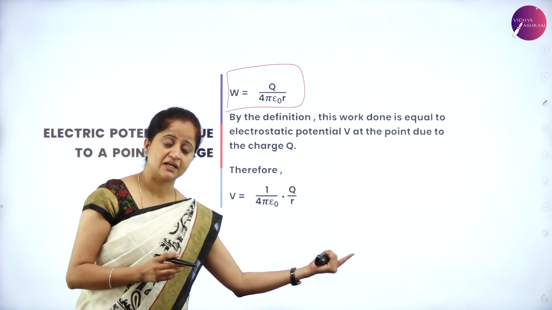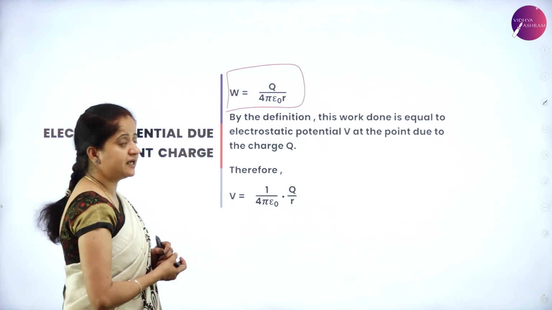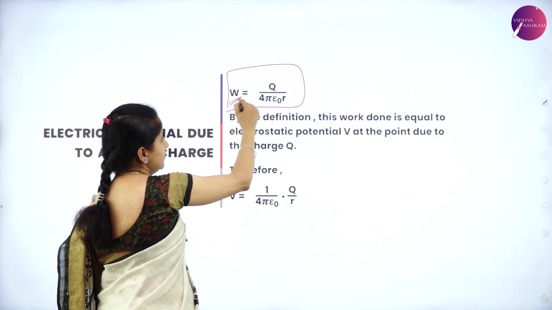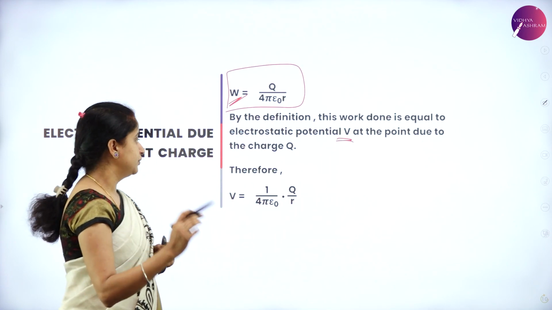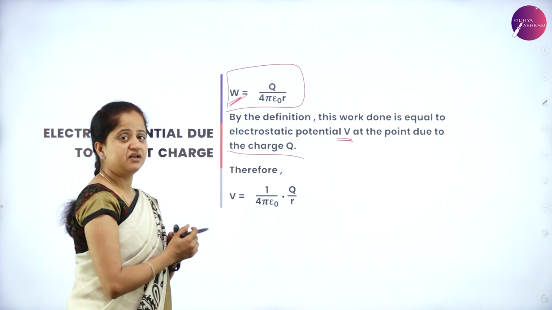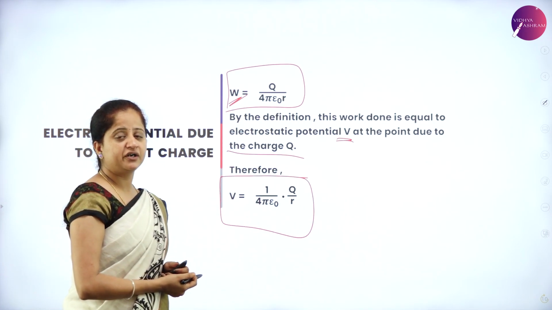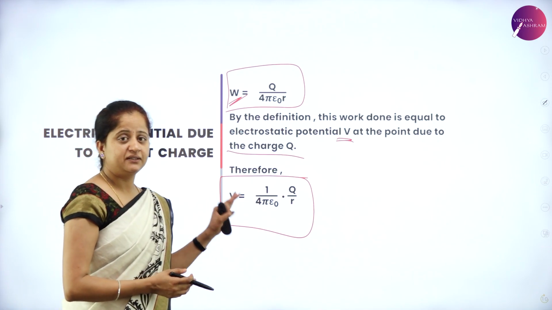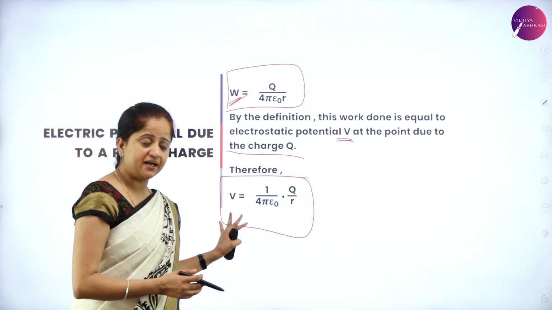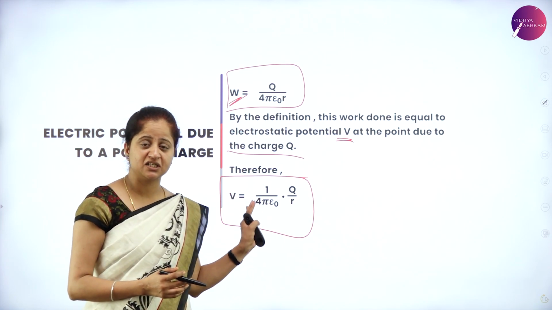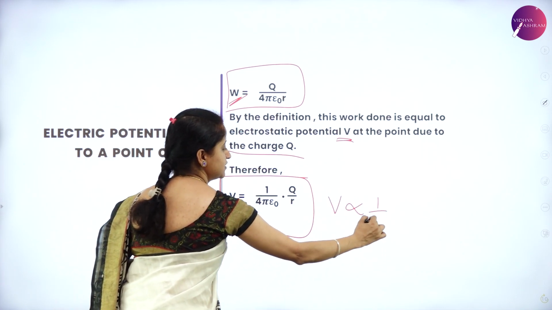We know what is the electrostatic potential. It is the amount of work done in bringing a charge from infinity to a point in an electric field. So by definition, this work done is equal to electrostatic potential V at the point due to a charge plus Q. So therefore, we can write V is equal to 1 by 4 pi epsilon naught into Q divided by R. So this is the expression for electrostatic potential. So from this we can say, how does the potential vary with the distance? V is inversely proportional to R.